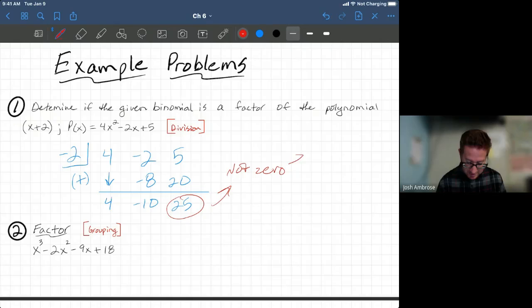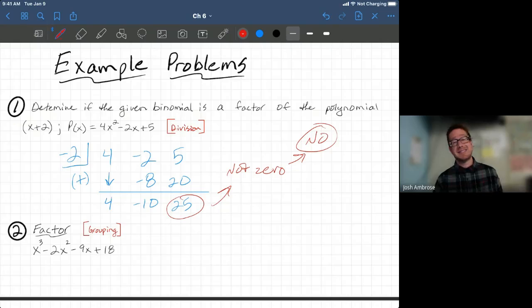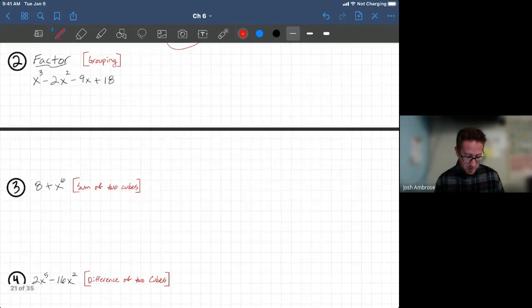So because it's not 0, the answer is going to be no, all right? That binomial, x plus 2, does not perfectly go into the polynomial 4x squared minus 2x plus 5. So all of that to basically come up with the answer is no, it won't work. All right, let's move on to number 2 here.